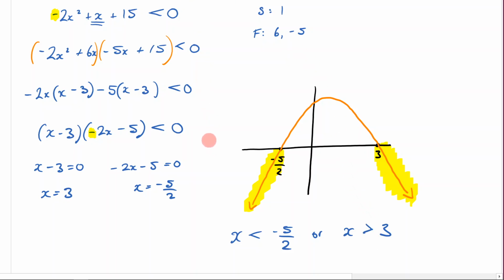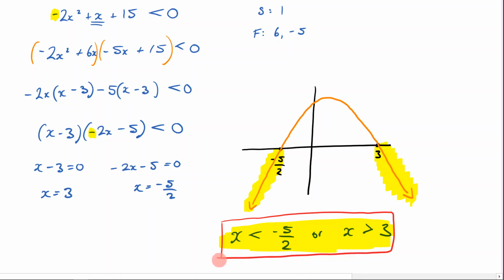It's not less than or equal to, or greater than or equal to. You're not including the x-intercepts here. That is your final answer. Let's highlight it. Let's put it in a box. Like that. Perfect. And we're all done.